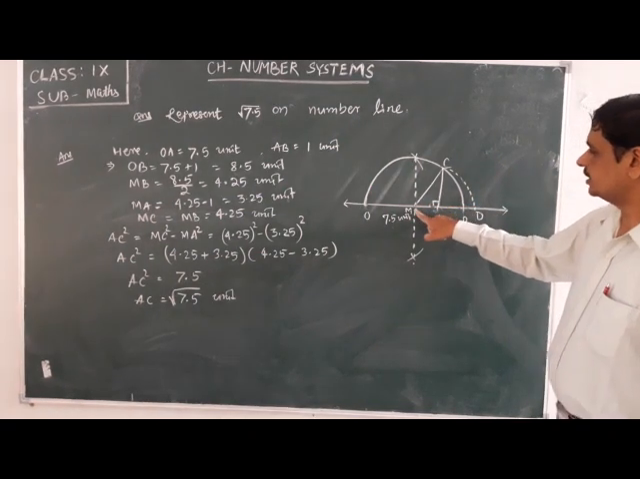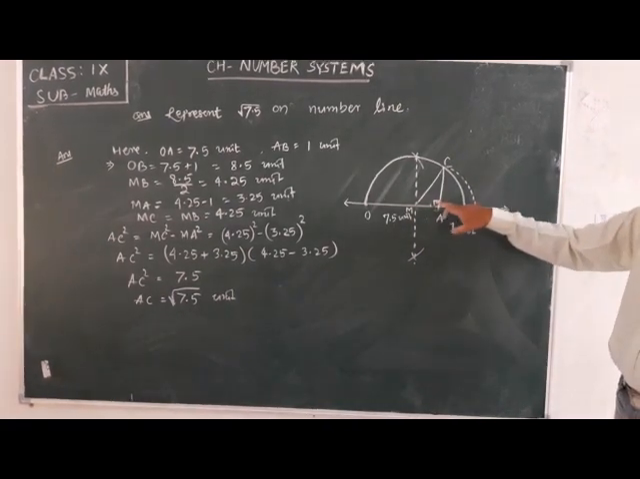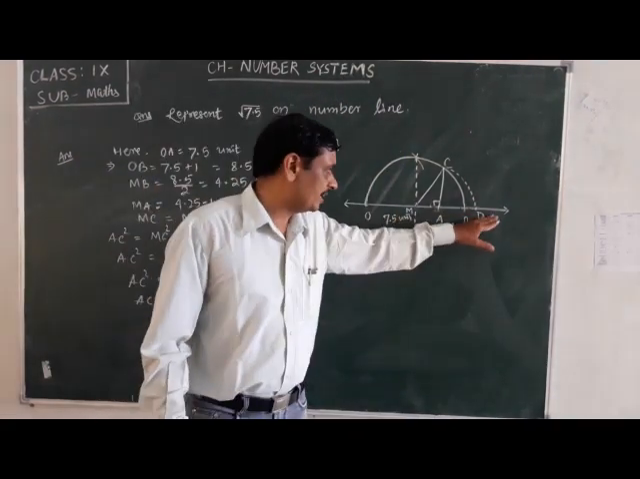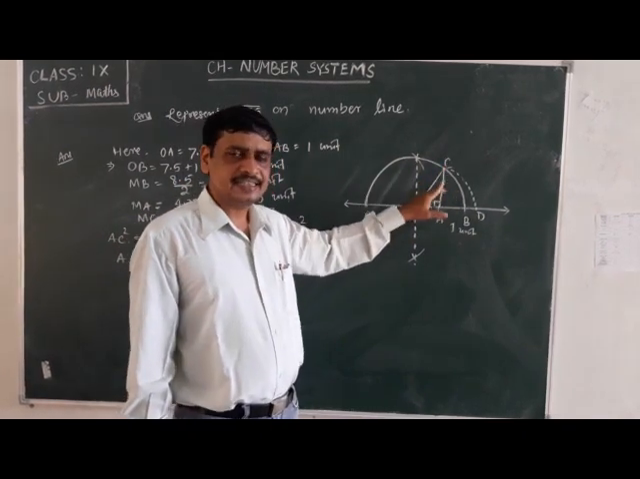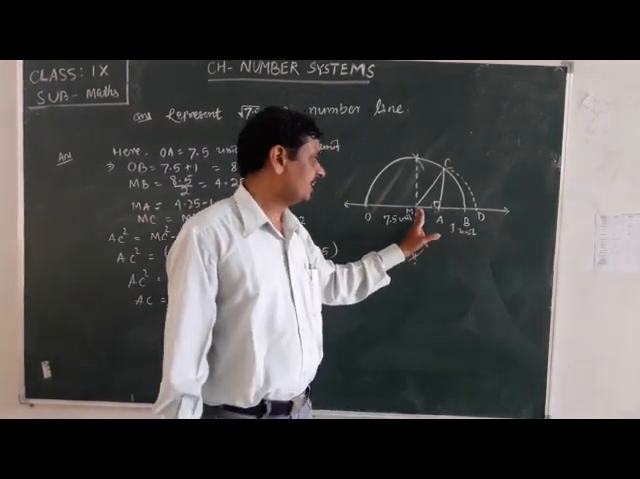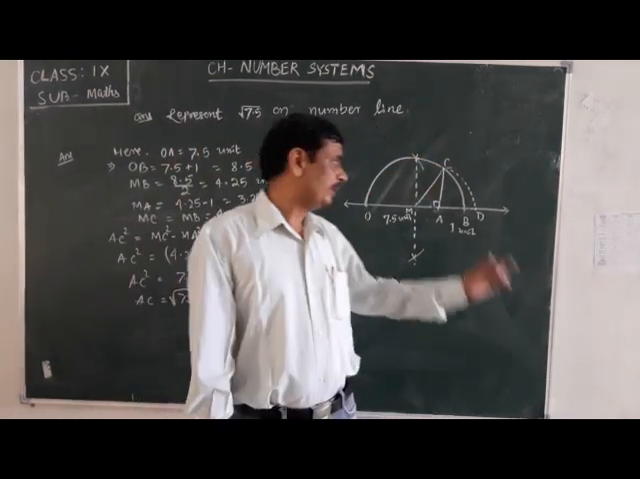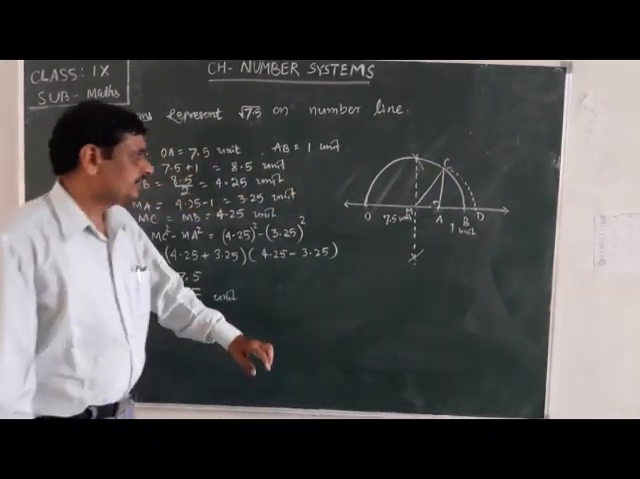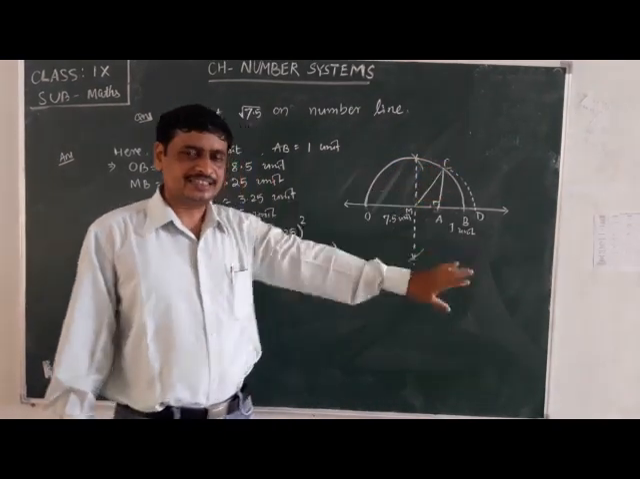Now look at the triangle MAC. The angle MAC is 90 degree, since AC is drawn perpendicular on this number line at the point A. We can apply Pythagoras theorem on this triangle MAC. Here MC is the hypotenuse, whereas MA is base and AC is perpendicular. Here hypotenuse square, that is MC square, is equal to MA square plus AC square.